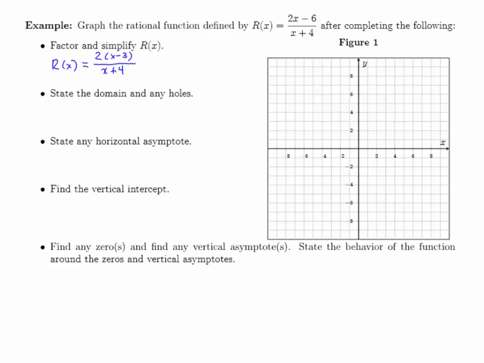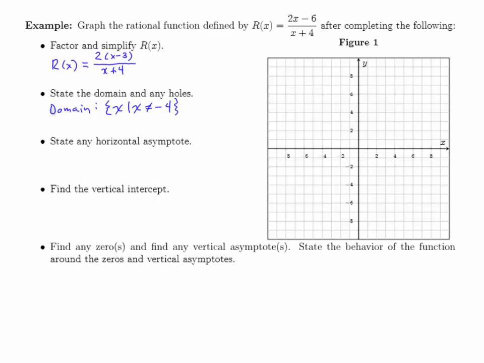So the domain, since it's a rational function, we're going to look at the denominator and see what values of x would cause division by 0. In this case, we have that expression x plus 4 in the denominator. So our domain will be the set of all x such that x can't equal negative 4, since x plus 4 can't be 0. So we'll have our set of x such that x is not equal to negative 4.